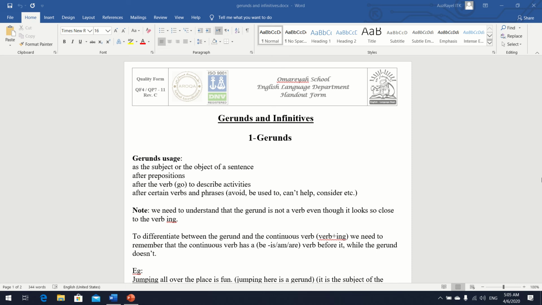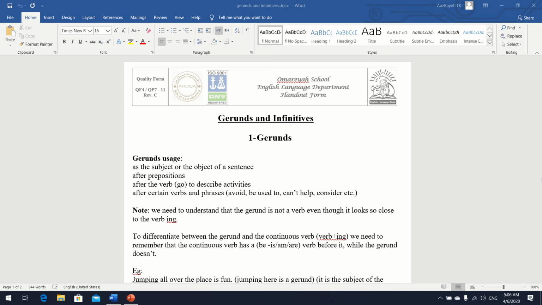Sometimes gerunds come after prepositions and after the verb go to describe activity. For example, when we say I want to go hiking, okay, to describe activities. But sometimes after the verb go can come the 2 plus verb 1, which is infinitive. So you need to understand the difference in meaning between using gerunds in this situation and using the infinitives.